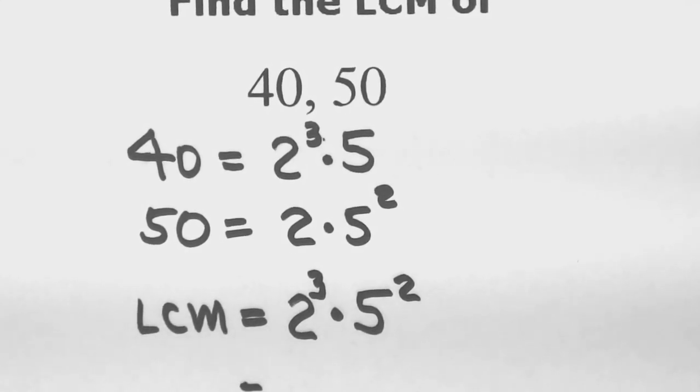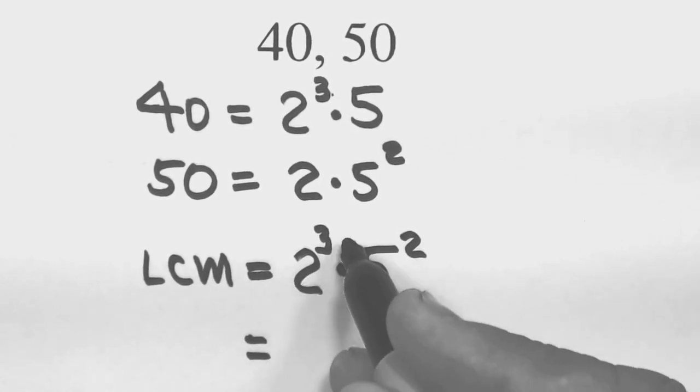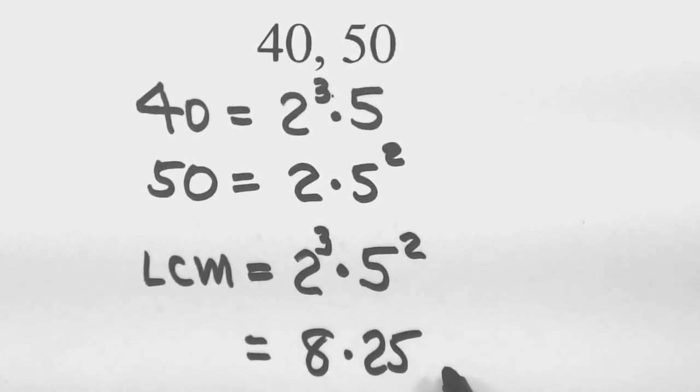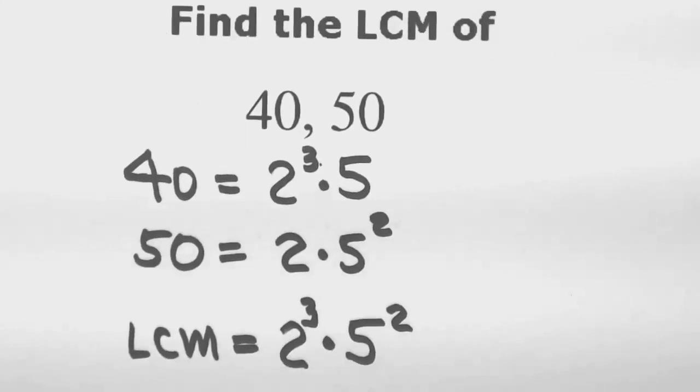Okay, put this number back together. It's going to be what your LCM is. 2 to the third we know is 8. 5 squared we know is 25. Well, 8 times 25 is going to be 200. So 200 in this case is our LCM.